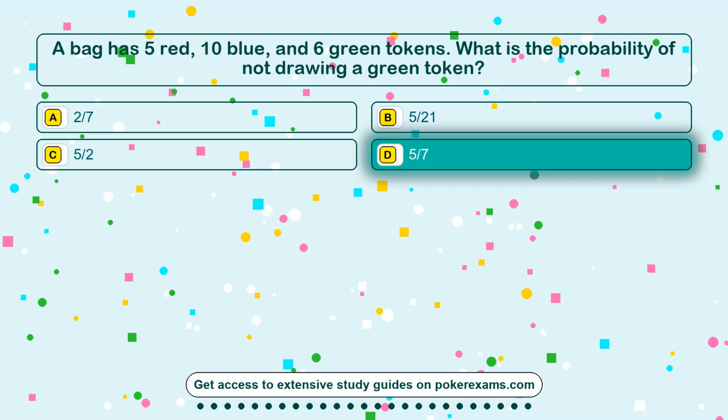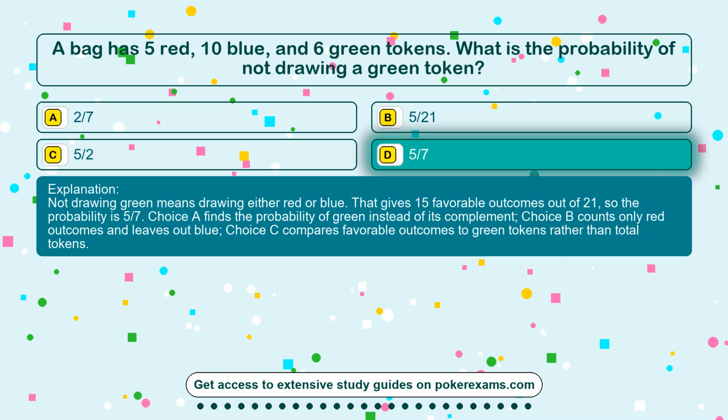The correct answer is option D, 5/7. Not drawing green means drawing either red or blue. That gives 15 favorable outcomes out of 21, so the probability is 5/7. Choice A finds the probability of green instead of its complement, choice B counts only red outcomes and leaves out blue, choice C compares favorable outcomes to green tokens rather than total tokens.